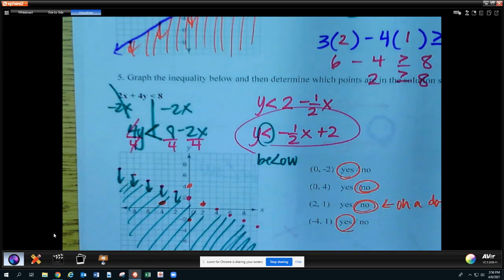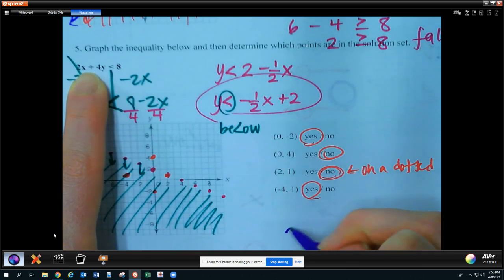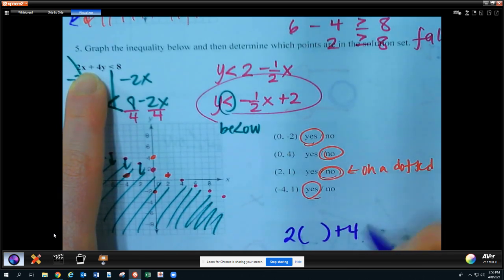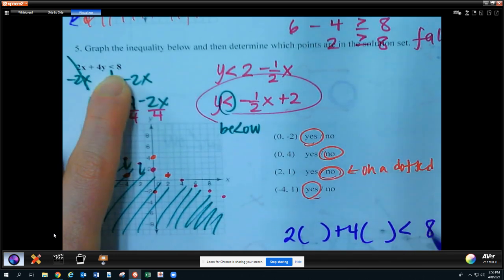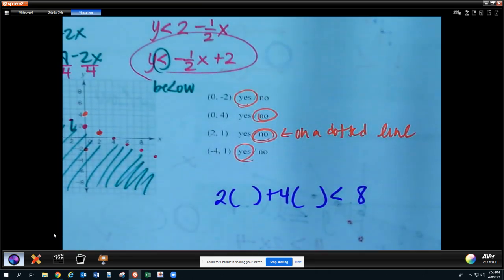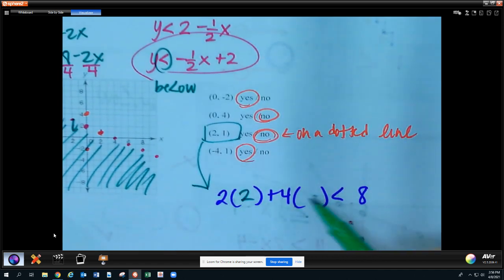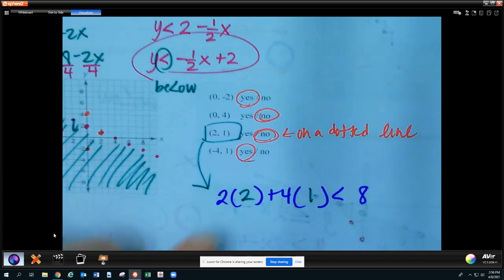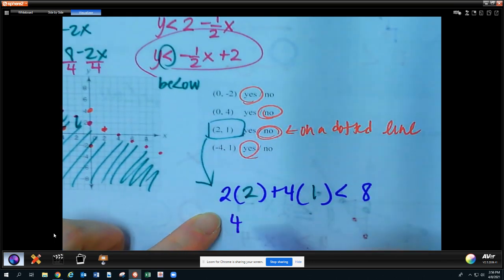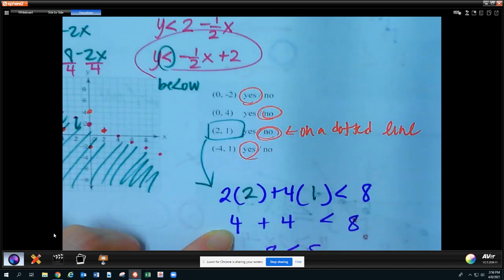So if I were to point test this 2, 1 with the original inequality, 2x plus 4y less than 8. That's the original inequality. I'm going to point test this 2, 1. So 2 is the x, 1 is the y. Okay, 2 times 2 is 4. 4 times 1 is 4. 4 plus 4 is 8.